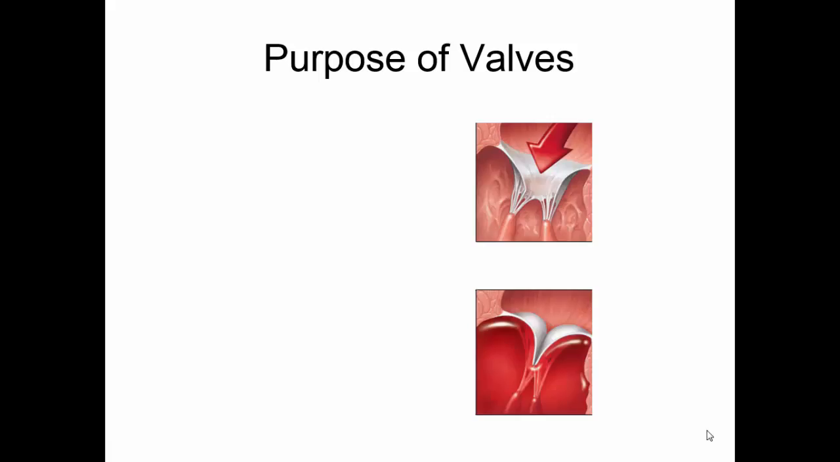The purpose of the valves in the heart is to prevent backflow. When the heart contracts, it's going to squish blood in both directions, a lot like squeezing on a ketchup container. Ketchup goes to both ends of the little container. We don't want that to happen. We want blood to only move in one direction, and the valves help us maintain one direction flow.